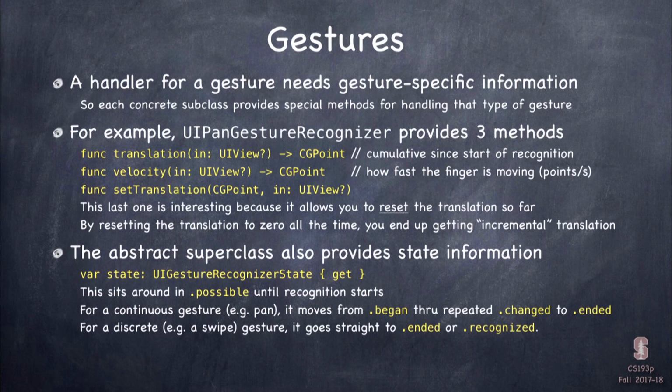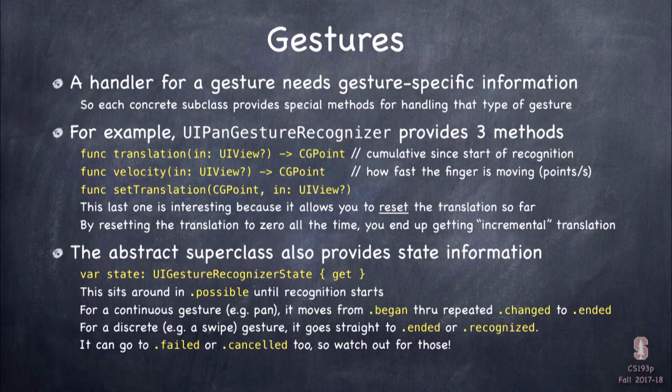Now, some things like a swipe are discrete. Either the swipe happened or it didn't. You don't get dot changed as your finger is flying across the screen. It's a discrete gesture. You just get dot ended, or for a swipe, dot recognized. It gets sent to your handler once, and that's it. Okay? But for continuous gestures, you get the dot changed.